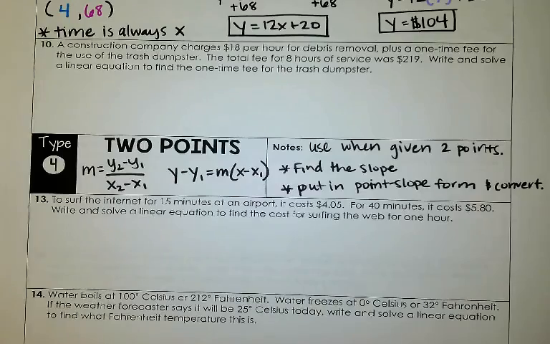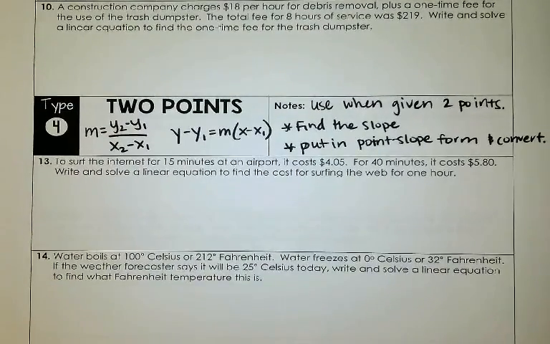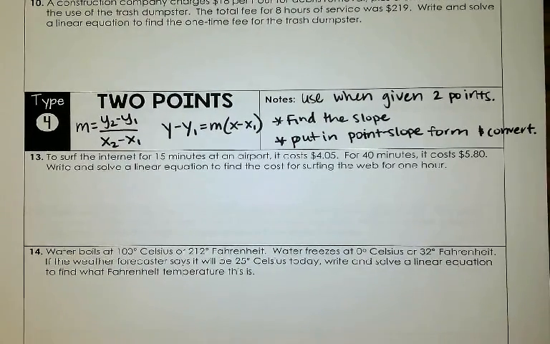Anyway, okay, so to surf the internet for 15 minutes at an airport, it costs $4.05. For 40 minutes, it costs $5.80. So we want to write and solve a linear equation to see how much it costs for 1 hour.